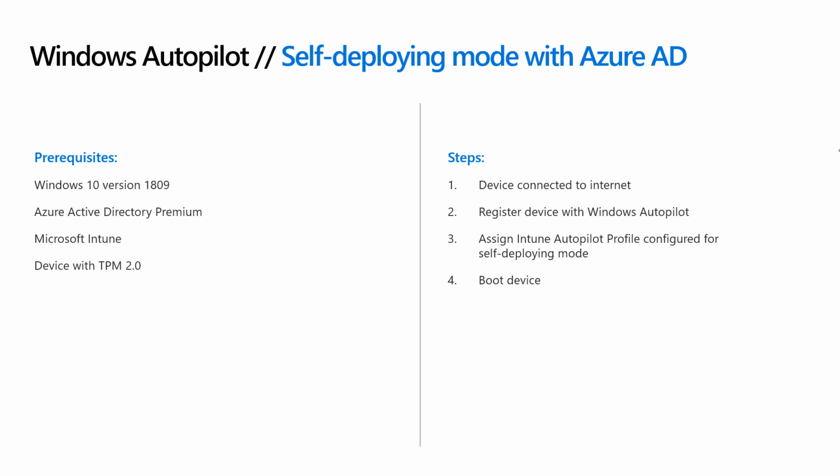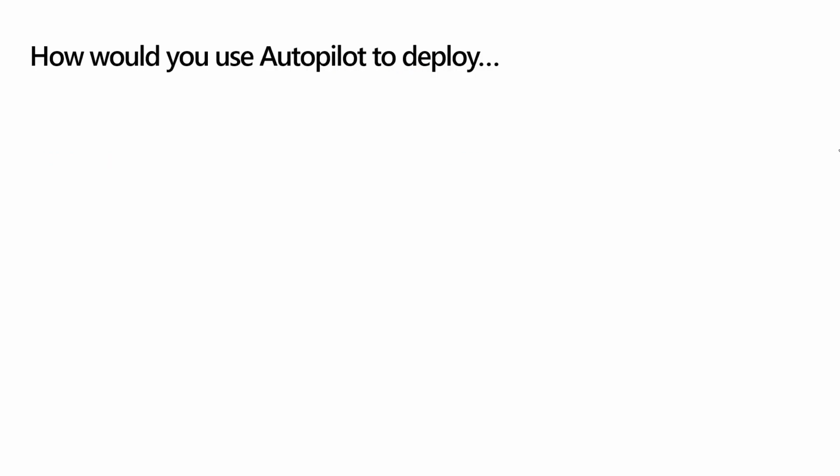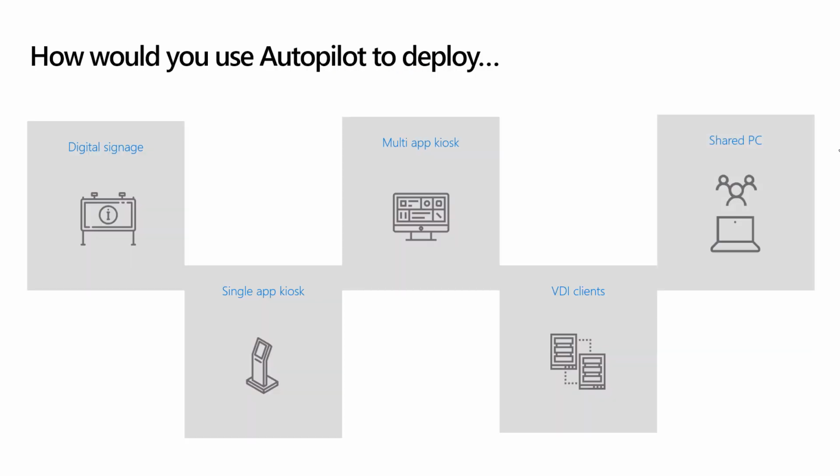In this case, we prepare, I don't know, a kiosk for an airport, for self-registration, for example, or when we prepare computers for our students. So we do not have an end user. We cannot assign this computer to a specific user. So that's why we need to have TPM, and we need to create another type of Autopilot profile for self-deploying mode, and we boot this device. Okay, I explained when it can be useful.